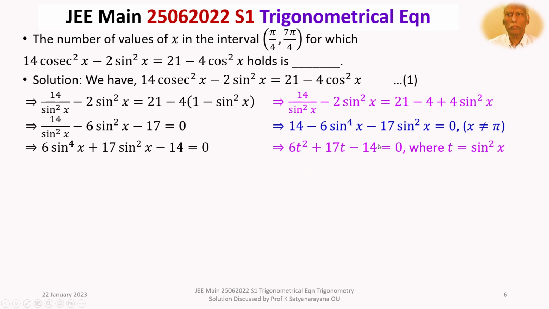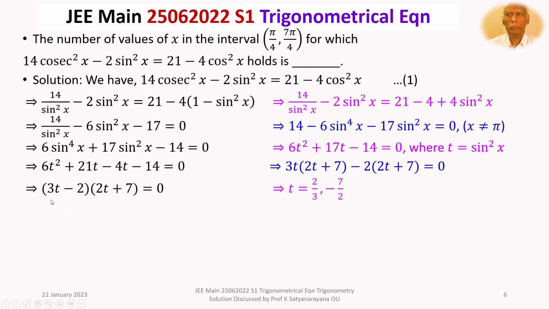6 times 14 is 6 into minus 14, that is minus 84, and that can be written as 21 times minus 4. Then 21 plus minus 4 is 17. So that is the factorization that we make. Then the factors are 3t minus 2 into 2t plus 7 is equal to 0. Then you will get t is equal to 2 by 3 and t is equal to minus 7 by 2, where t is sin square x, a square of it.